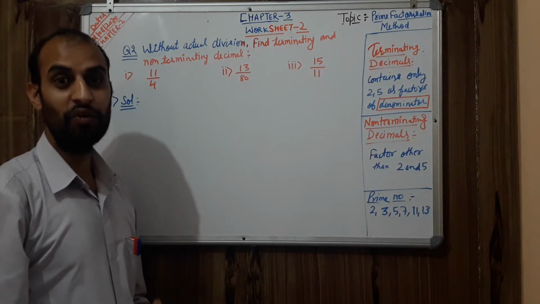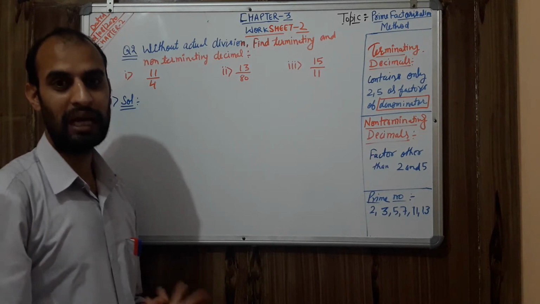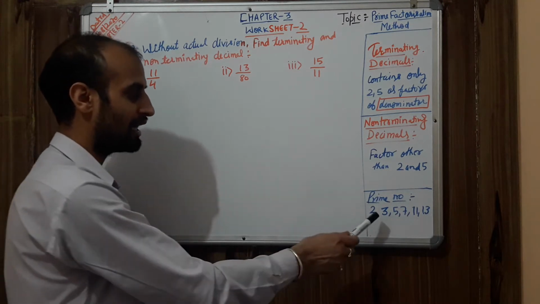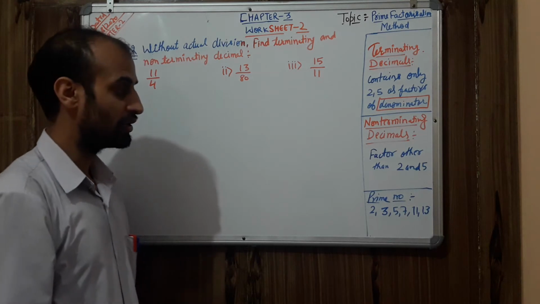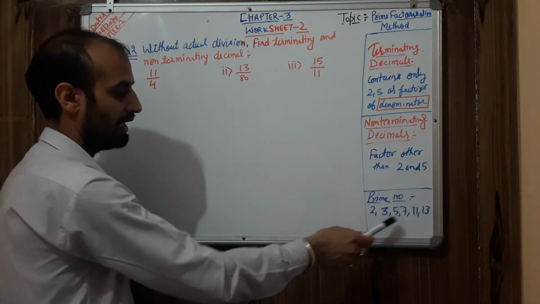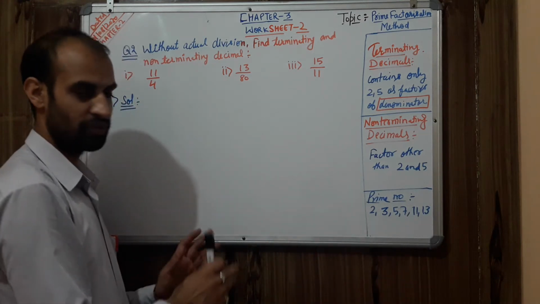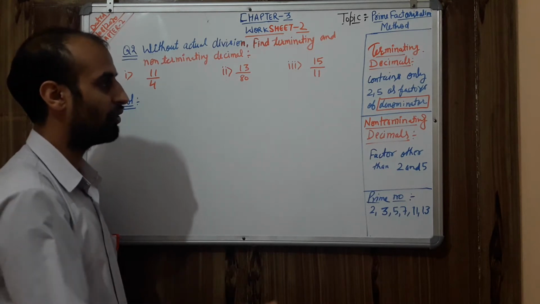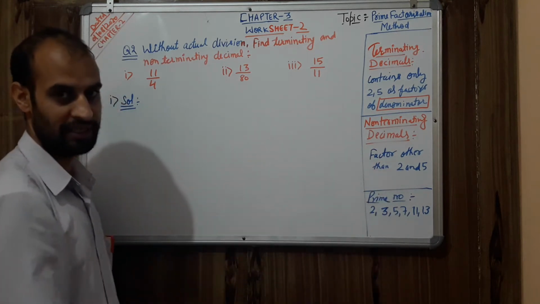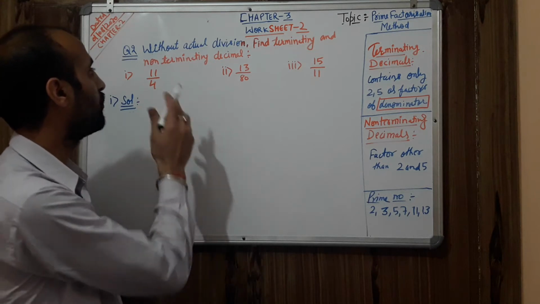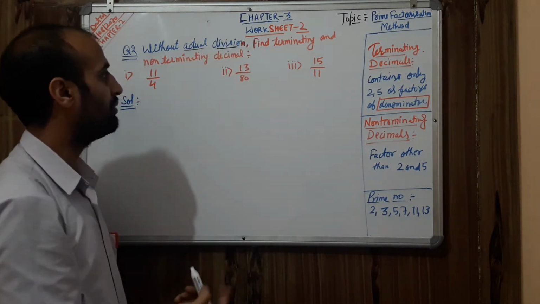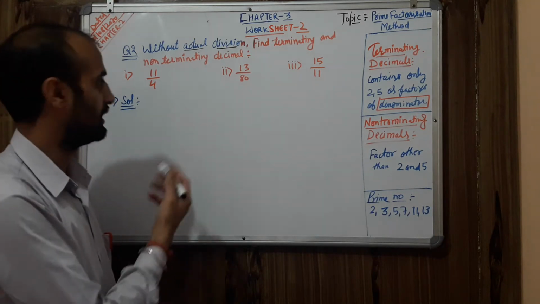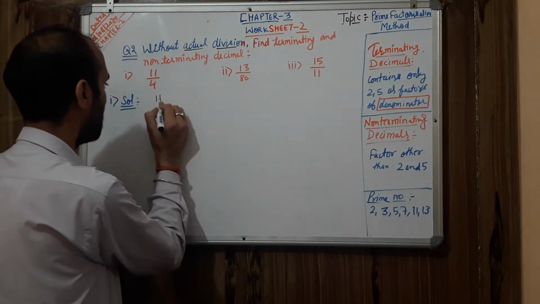Before starting, you must first know what a prime number is, because it is the prime factorization method. Prime numbers are like 2, 3, 5, 7, 11, 13. You can select any of these to divide, but start with the lowest one. Let's see how to utilize this in actual practice. Let's take question number 2: without actual division, find terminating and non-terminating decimals out of these. I am taking the first part, that is 11 upon 4.